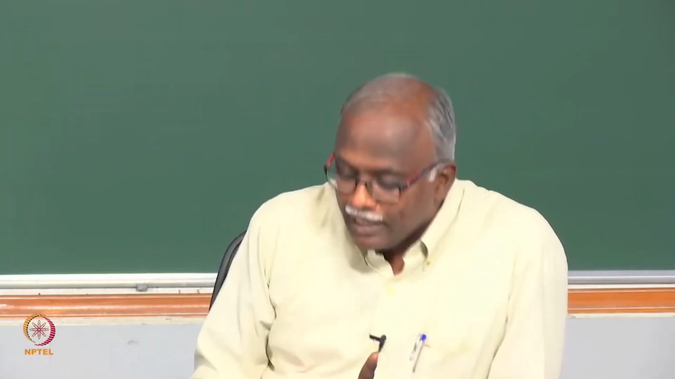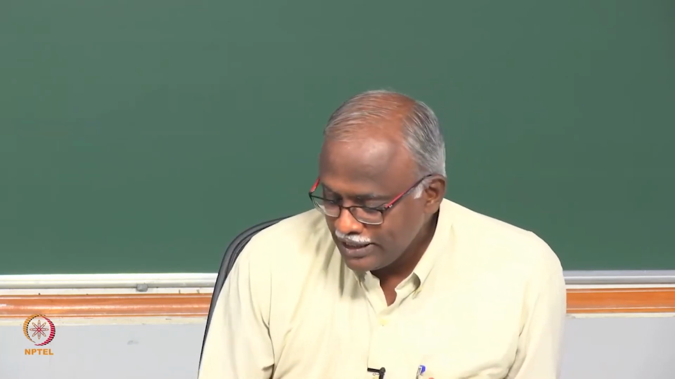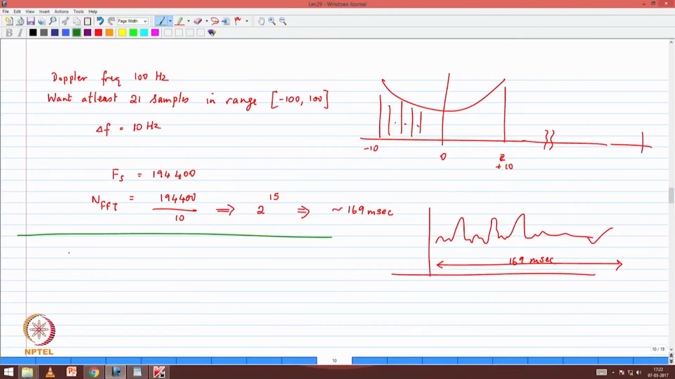Now, supposing I change the problem on you, and I say that the maximum Doppler is 10 hertz. What is your delta F? Delta F becomes 1 hertz. So, what is your FFT size? It's now 10 times larger. So, the size of the FFT now will become 2 power 18. That's the one that will satisfy the number, and this will generate for you 1350 milliseconds of data.